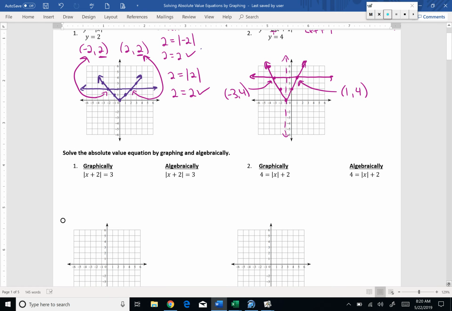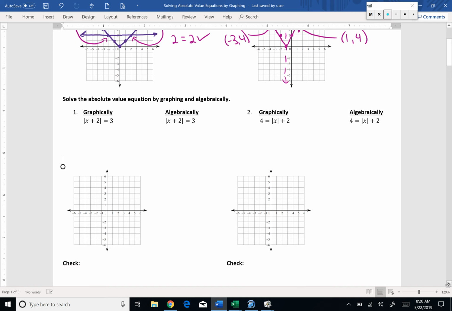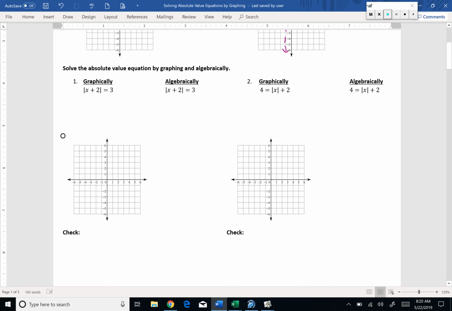So I want to go down to the bottom piece. It says solve the absolute value equation. It says graphically and algebraically. Today, we're going to be using this sheet for quite a few classes, guys. Today, we're just going to focus on the graphically part. Okay, we're just going to focus on that graphing piece today.